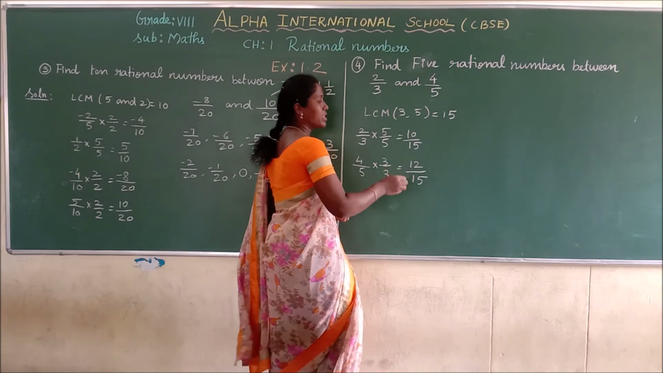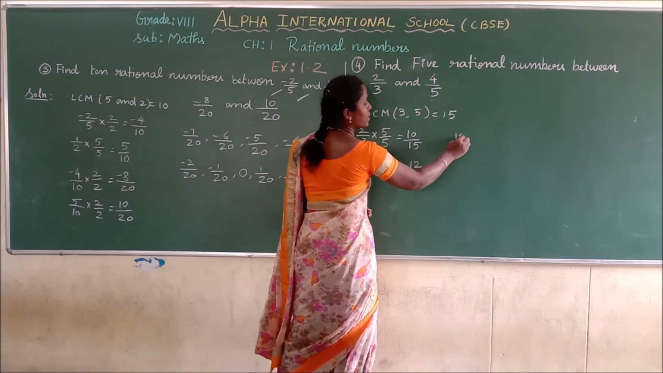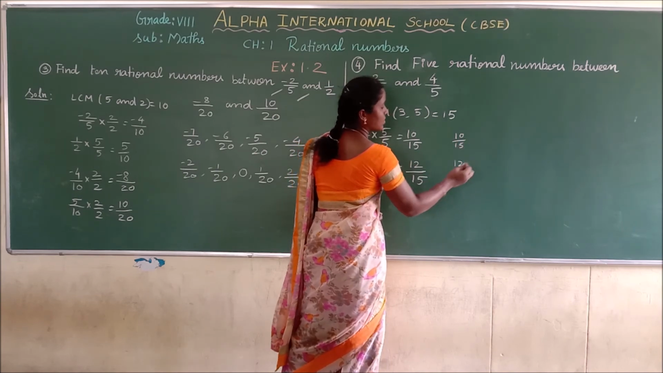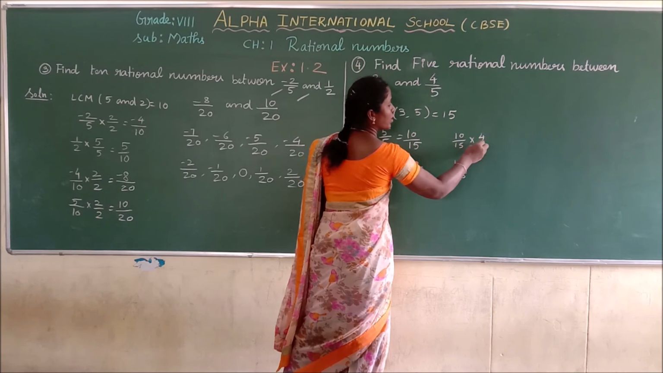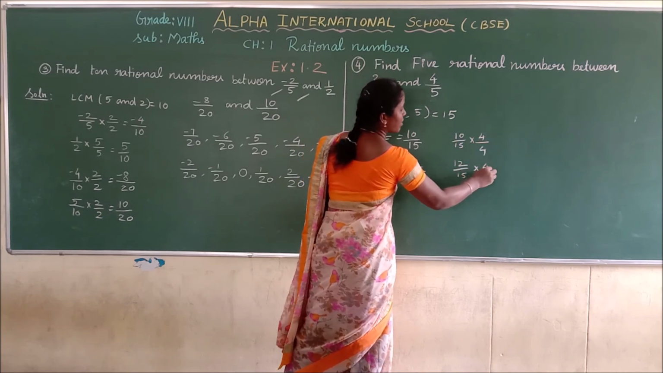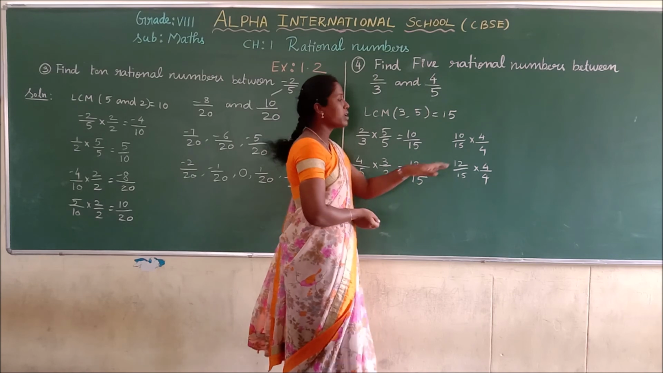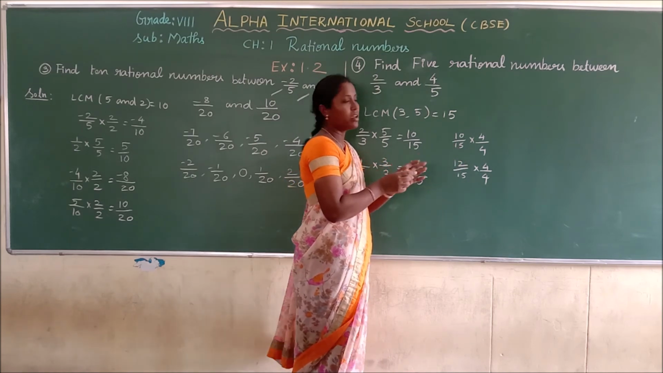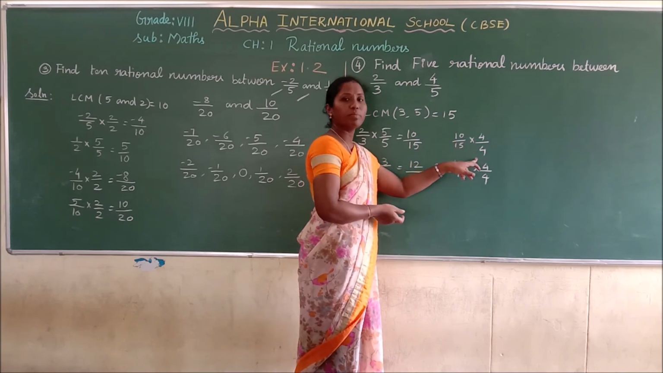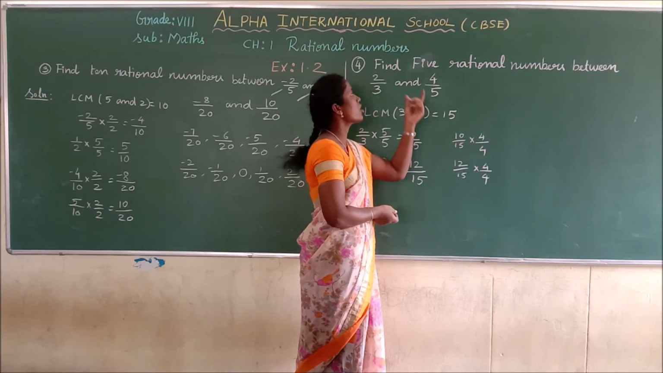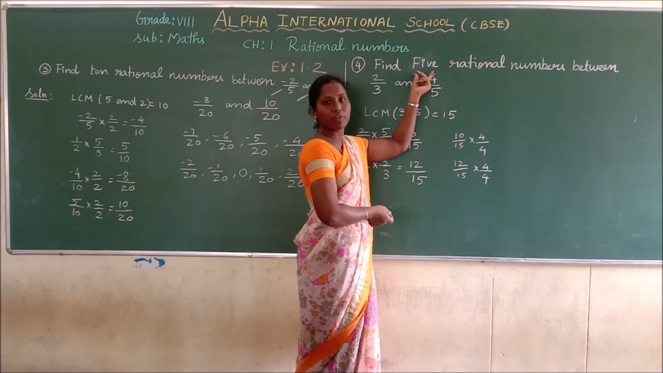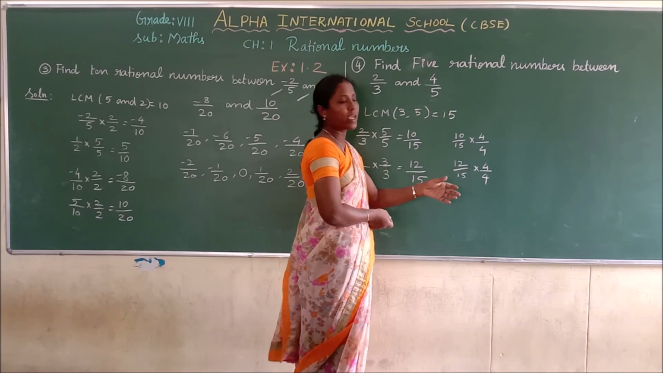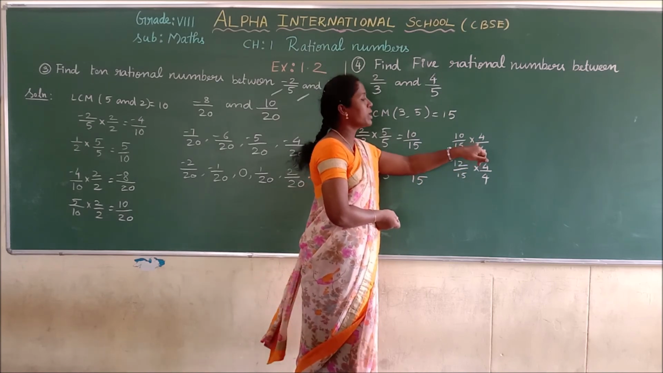See here, for example, I am multiplying these numbers 10 by 15 and 12 by 15 by 4 and dividing by 4. Why am I choosing 4? If you multiply and divide by 2, the interval will be small, and we are not able to find 5 rational numbers between them. So here I am choosing 4. You may choose 5, 6, 7 also. Just I am choosing 4.